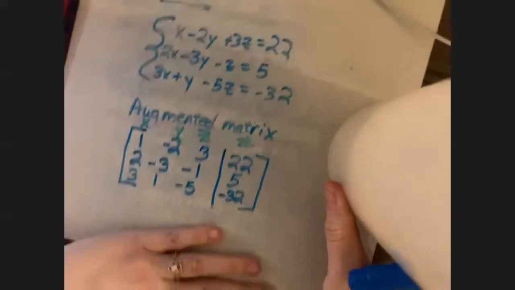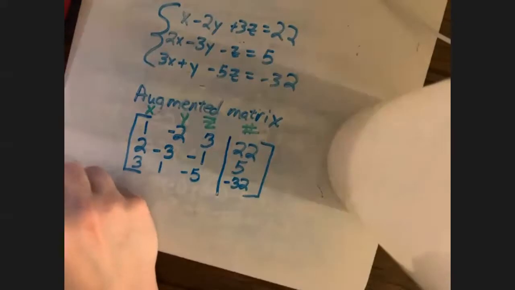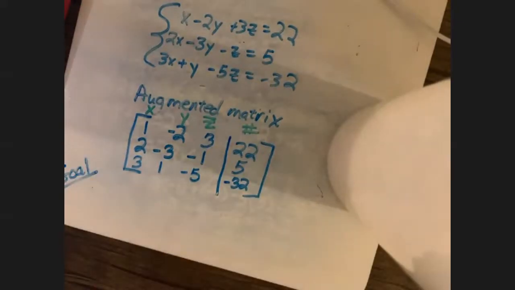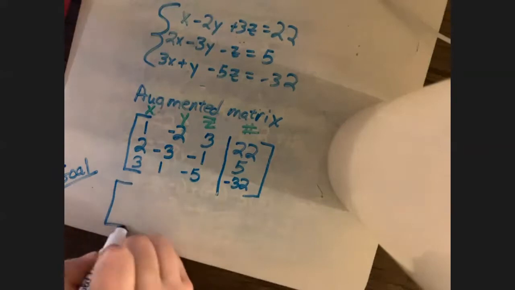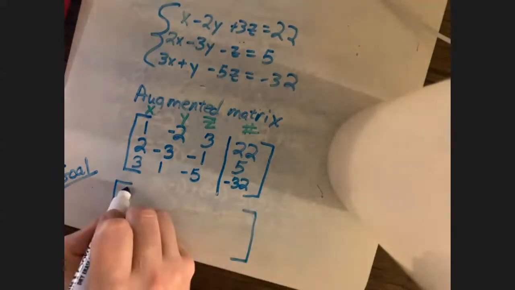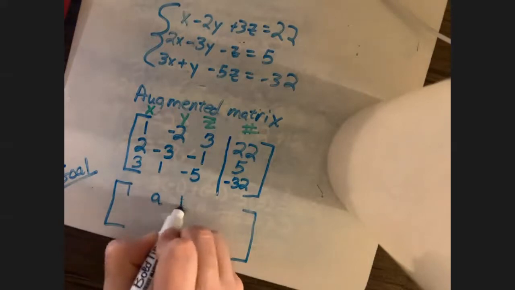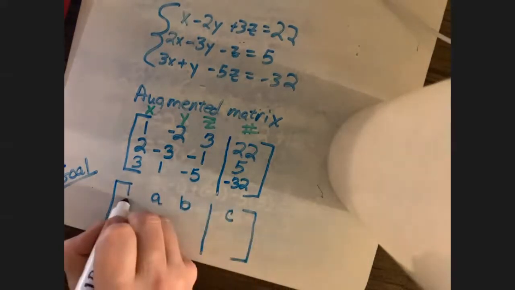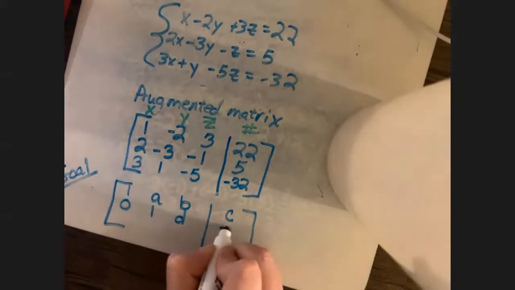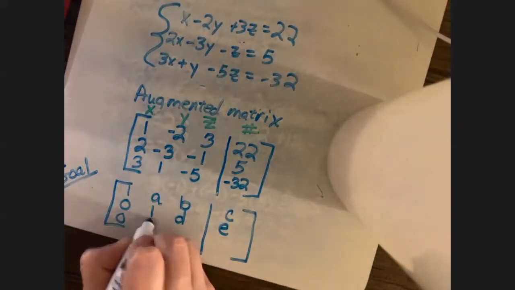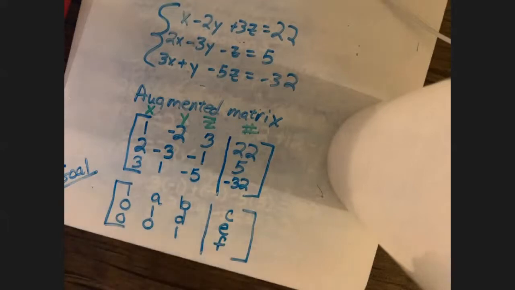Now, our goal, okay, is I want to make this matrix look like this. Okay. And the letters here will be replaced by numbers, okay? But I'm going to explain why we want to do this, okay?